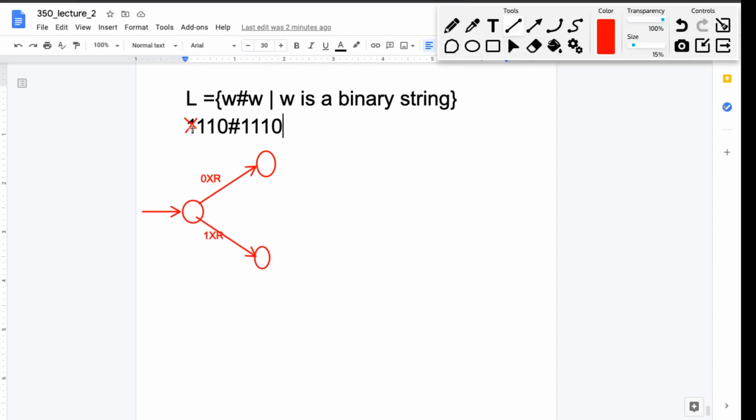And what do we need to do next? We need to skip all the symbols until the pound sign. In other words, we need to loop. So we need to loop on 0 0 R, 1 1 R. Same thing over here. No matter what you see next, you need to skip everything up until the pound sign. What is it? 1 1 R, 0 0 R. And then you need to process the pound sign.